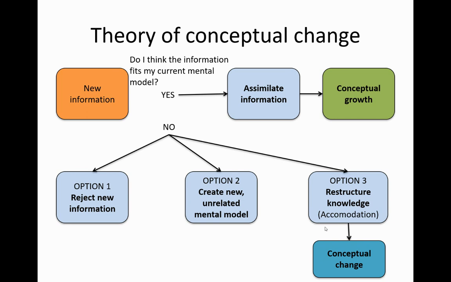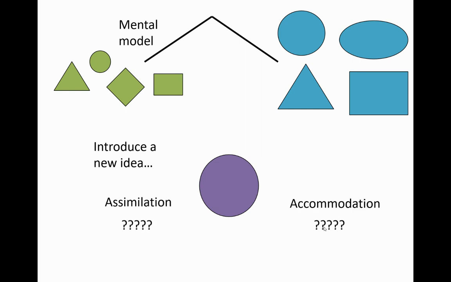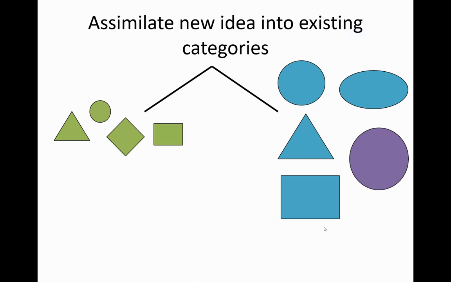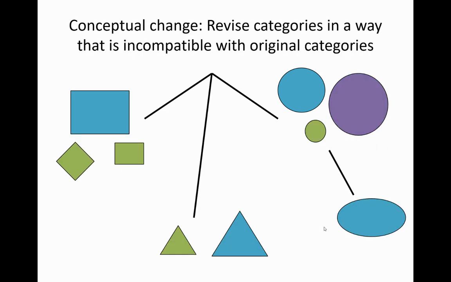To give another visual of this, let's say you have this mental model that has these two distinct categories, and you get this new idea and you're like, what do I do with this? Essentially, there's a couple options. You could assimilate it into an existing category. So we've got small shapes and big shapes, and this one fits in the big shape category. We could create a new category for it, sort of leave it off on its own. Or we could completely revise our category and say, instead of sides of shapes, we're going to use actual shapiness as our category.